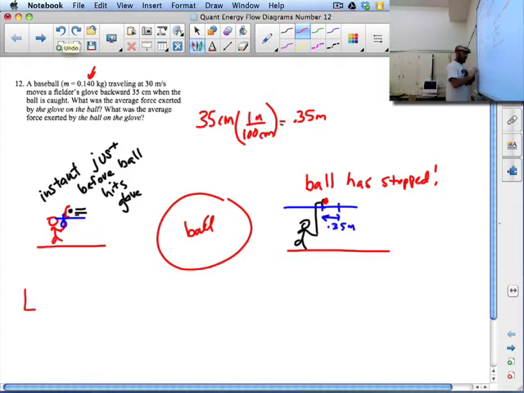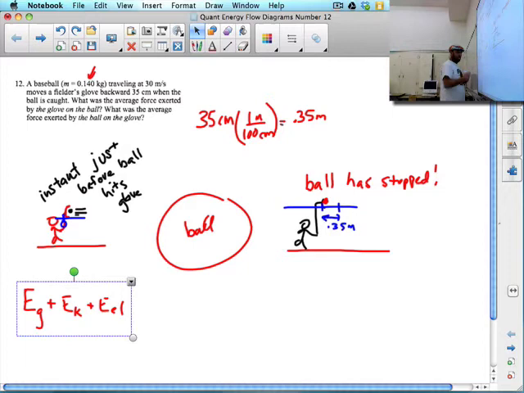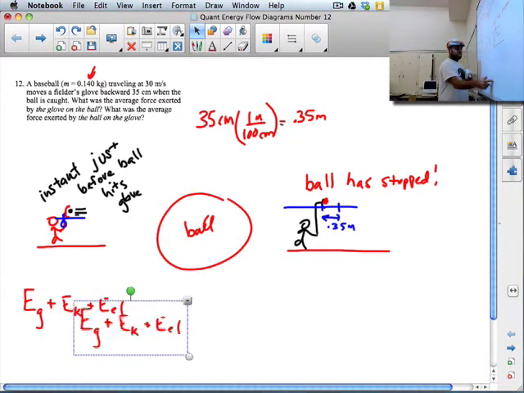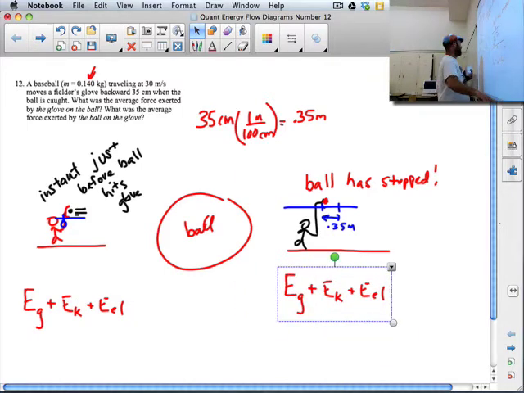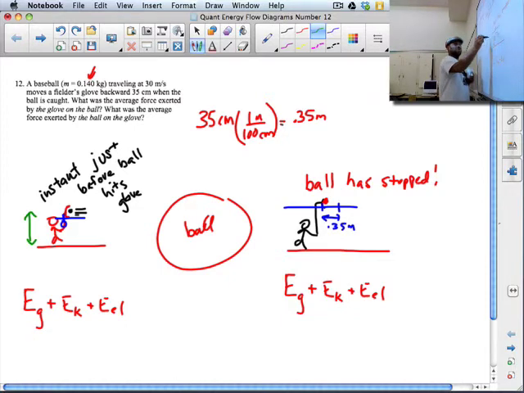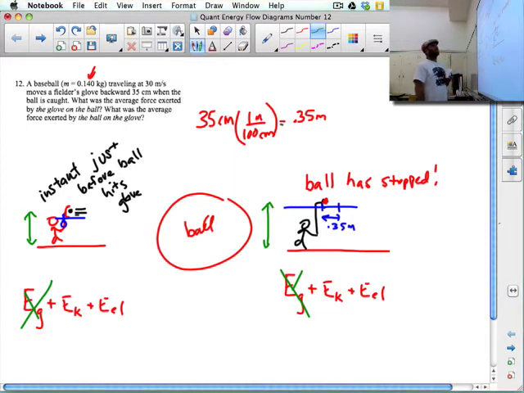Now, let's do our EG plus EK plus elastic in the beginning and in the end. And there may have been a small height change, but I'm going to ignore it. I'm going to say that the height of the ball, although my picture doesn't show it, there is no change in height. I am not worrying about it. So EG is gone. And that's an approximation we're making. Because over this 35 centimeters, the ball hasn't really fallen very far, I'm guessing. I don't think it's going to be a huge amount of error in our calculations. It's going to be a really small source of error. But it depends how fast the ball is moving horizontally, of course.